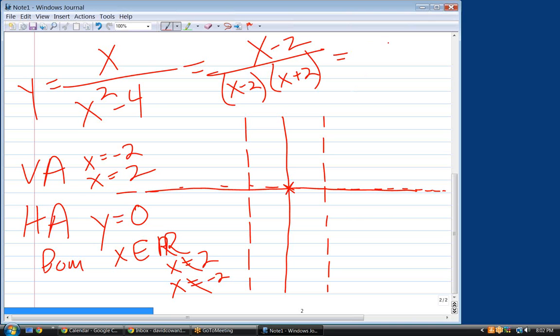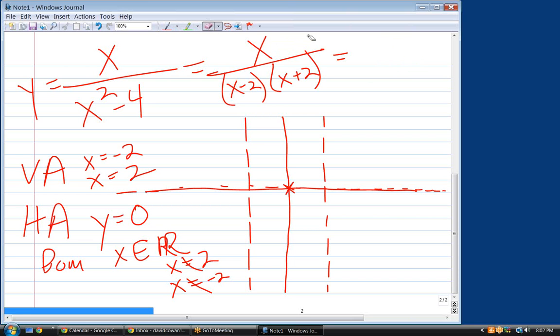I mean, this would turn into 1 over x plus 2, so it looks like x could be equal to 2, but it couldn't. It'd be a hole at 2. That's what holes are about. Okay? This one doesn't have any holes because nothing cancels. Okay. Then the last thing was graph it?